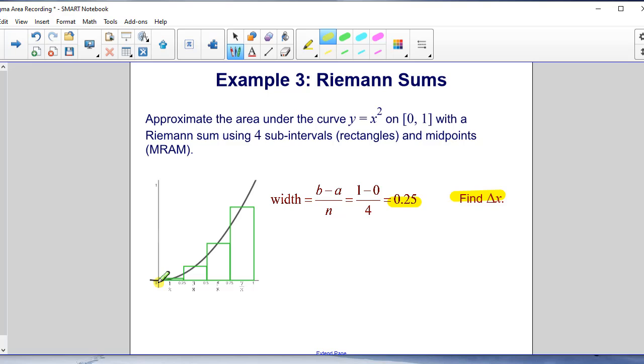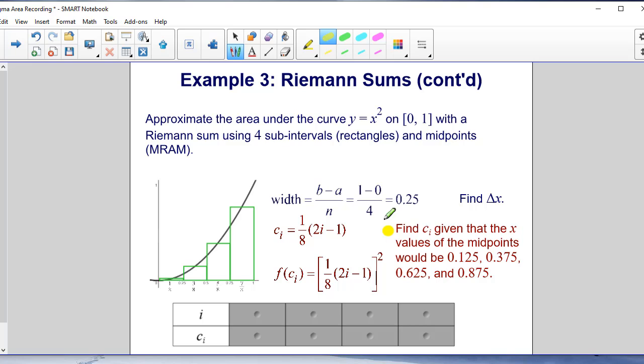So starting at 0, we go from 0 to 0.25 or 1/4. Then from 1/4 we go to 1/2. And from 1/2 we go to 3/4. And from 3/4 we go to 1. However, notice we are using midpoints, which means we have to find the midpoint of each interval. So halfway between 0 and 1/4 is 1/8. And halfway between 1/4 and 1/2 is 3/8. And halfway between 1/2 and 3/4 is 5/8. And halfway between 3/4 and 1 is 7/8.